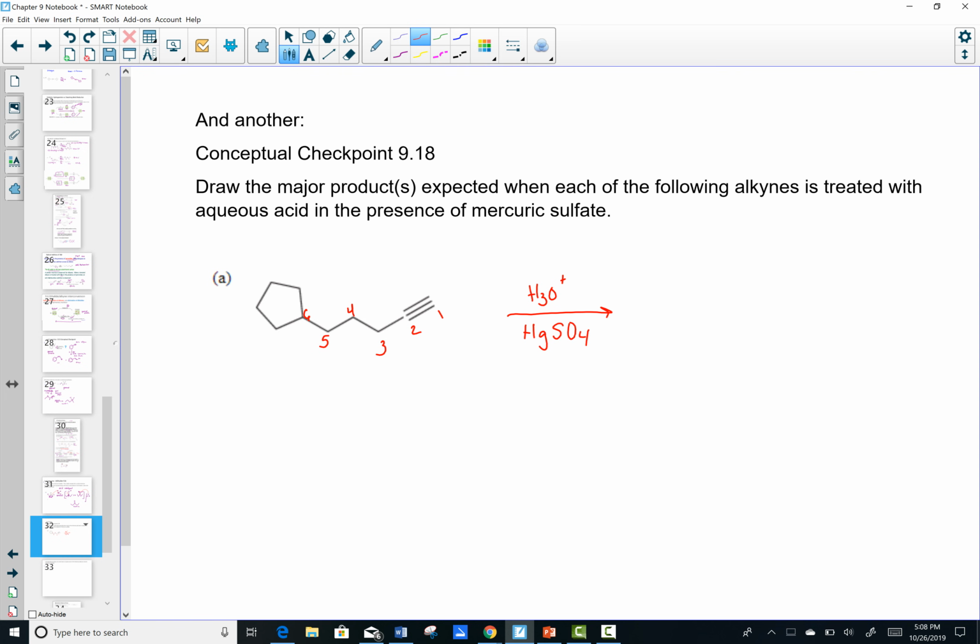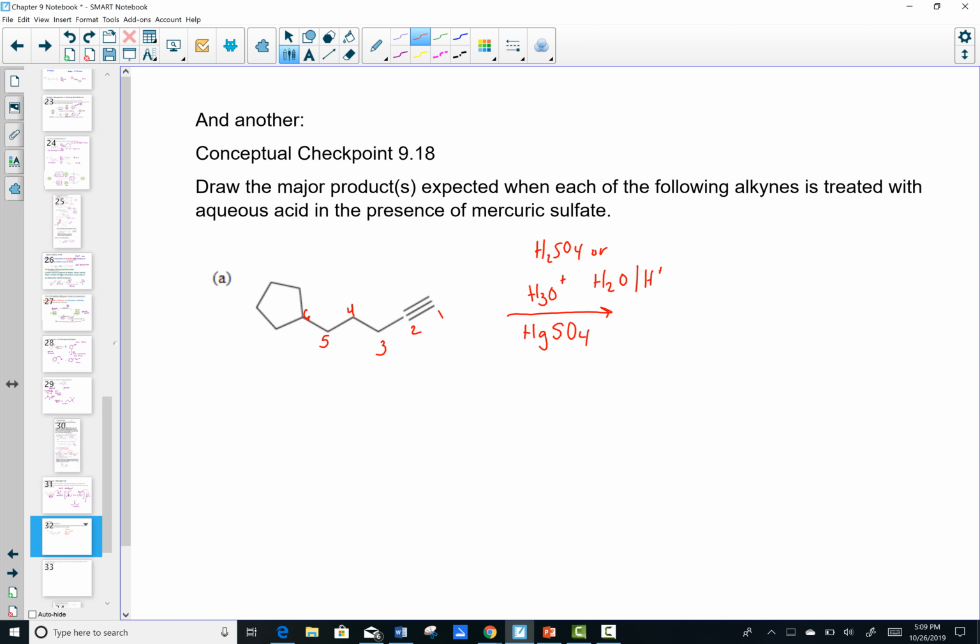So with this particular question, we're given on the arrow an acid catalyst. You might see that written as either H2SO4 or H3O+, or aqueous water with a proton. Many different ways to denote an acid. And then the mercuric sulfate.